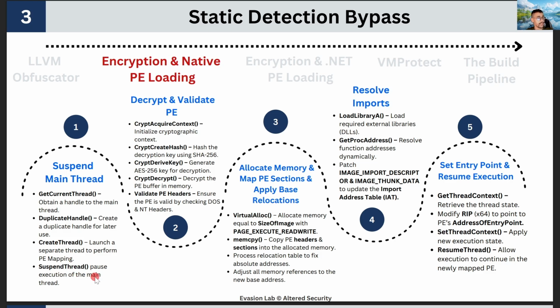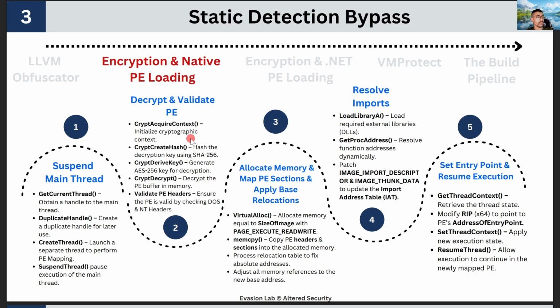In this phase, the main thread is suspended, and we control the execution using the new thread. So the new thread will decrypt, in this case, the PE and validate it later.